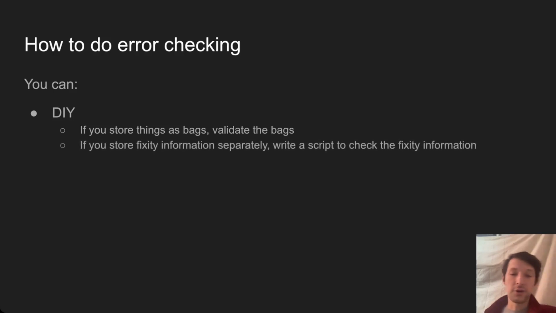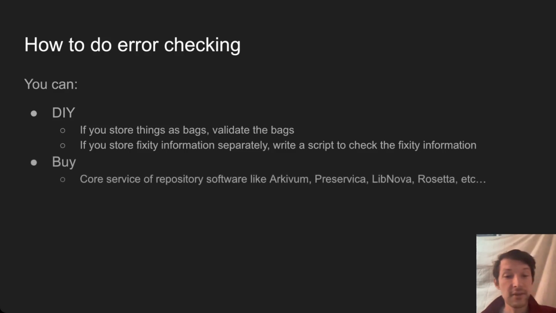So we can do things like build a fixity checking process ourselves. As I mentioned before, you could store things as bags and then validate your bags over time. You could write your own script, so you could check your fixity information if you have it stored in a non-bag-like way. You could buy a system that does this. So Archivematica, Preservica, Libnova, Rosetta, all of these different digital repository places, they do fixity. That's just a button that you push and it's like, great, I will check that. Or you could build a system.